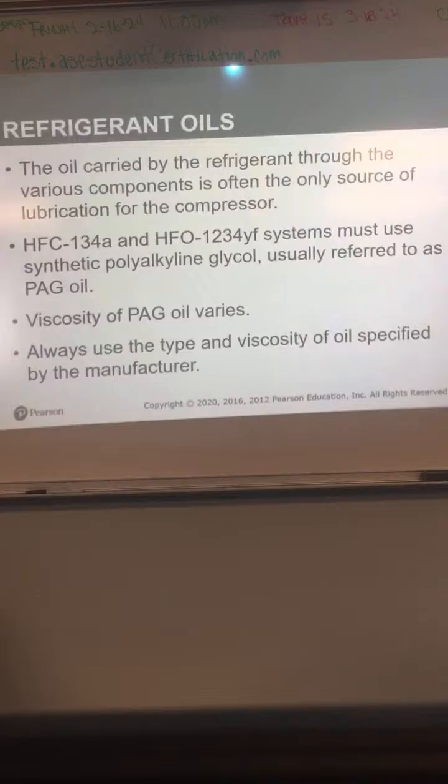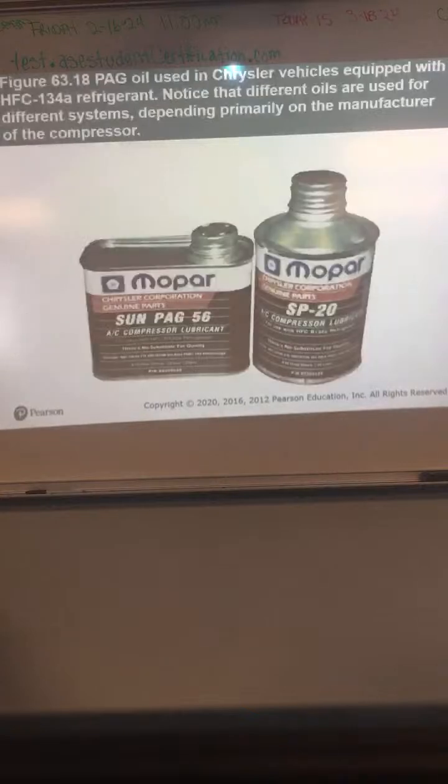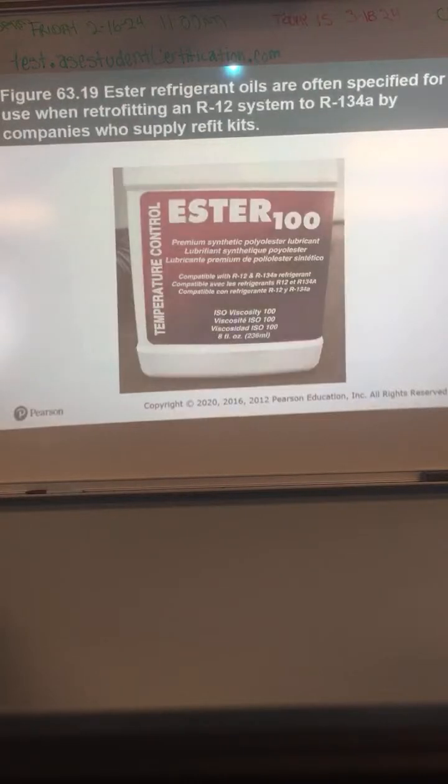They use what they call a PAG oil, P-A-G. You can buy that in the auto parts stores. You see these little bottles that say PAG oil and they have different numbers on them. It refers to polyalkylene glycol. It has to be that synthetic PAG oil. Viscosity will vary, that's what the number on it is. Always use whatever it says to use. Just showing you different types of refrigerant oil.